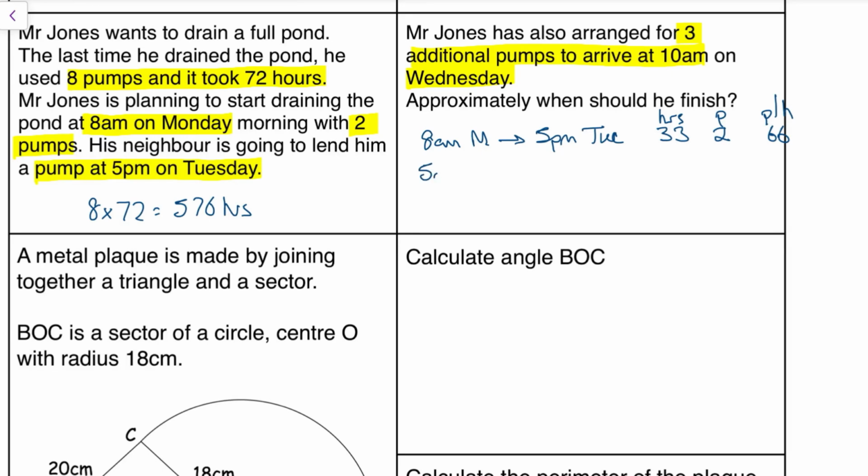Next bit. Then I've got 5 p.m. on Tuesday to 10 a.m. on Wednesday. Okay, so it's not a whole day. So 5 p.m. until close of the evening is 17 to 24, which is going to be 7 hours. And then another 10 on the Wednesday, which is 17 hours. And he's borrowed 1 extra pump, so he's got 3 pumps. So 17 times 3 is going to give me 51 pump hours.